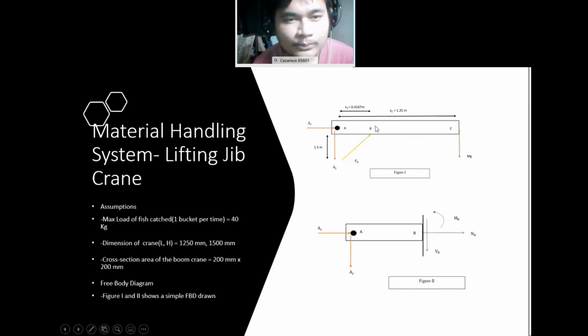These are two figures. Figure 1 shows the free body diagram of all the forces acting on the boom crane. This is the load of the fish catches. This is the force from the piston, and this is the fixed force at point A. In figure 2, we show the free body diagram of internal loading that happens at point B.